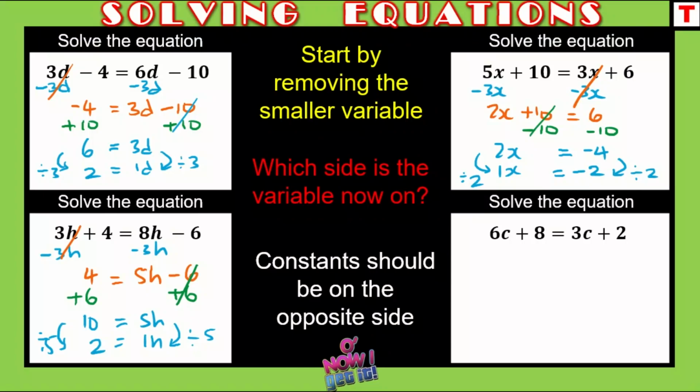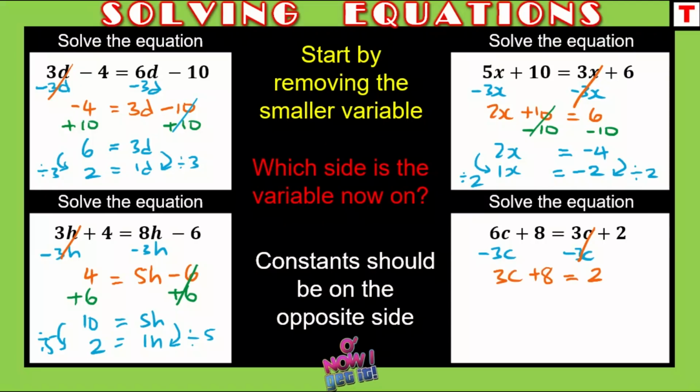And for the very last one here, we have solving this equation. Again, the first thing that we would like to do is to remove the smaller variable first. So now we have 3c compared to 6c. 3c is smaller, so we're going to be taking away 3c from both sides. And therefore, we're going to be removing and eliminating the 3c there. Opposites will cancel. Now we have 6c take away 3c, which is going to leave us with 3c plus 8 equals, and then this is a plus 2.